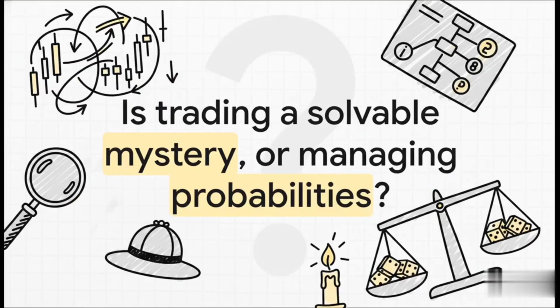Which leaves us with one final question to think about. Is trading a solvable mystery, where there's always one right answer just waiting to be discovered? Or is it more like a masterclass in managing probabilities, where the best detective isn't the one who's always right, but the one who's smart enough to survive and solve the next case?